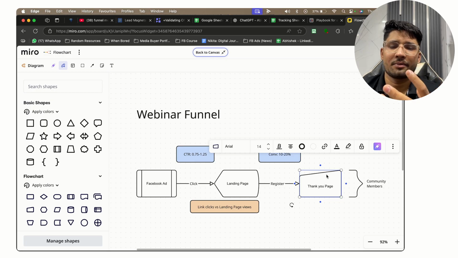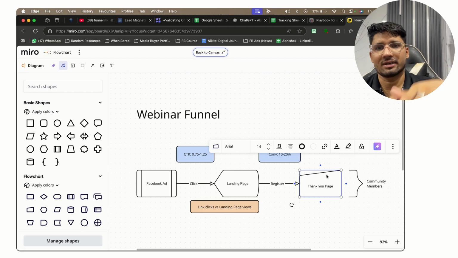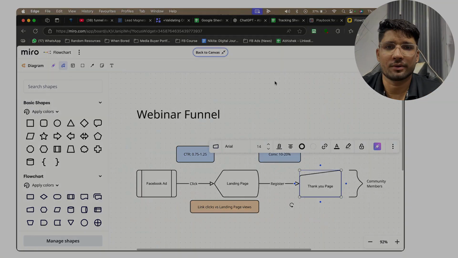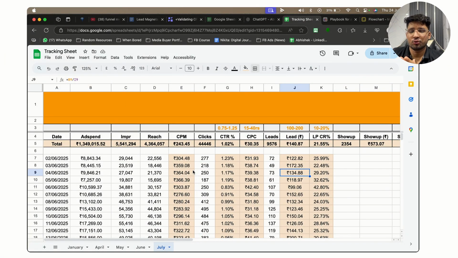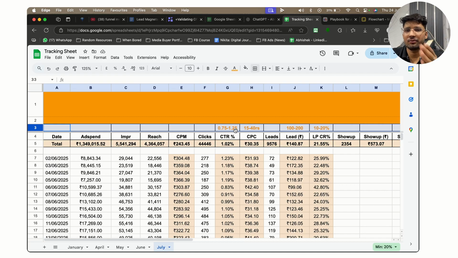Now I have prepared something else also. Let me just show you what exactly it is, so that we can dive deep into it. So this is a tracking sheet that I use to manage each and every single client. Let me just simplify it for you. For example, in row number 3, I have mentioned all these standard metrics. These can vary from client to client, or these could be your standard metrics also. Like if people ask you, hey, what do you feel, Abhishek? What is the standard CTR in the industry? I would say 0.75 to 1.25.